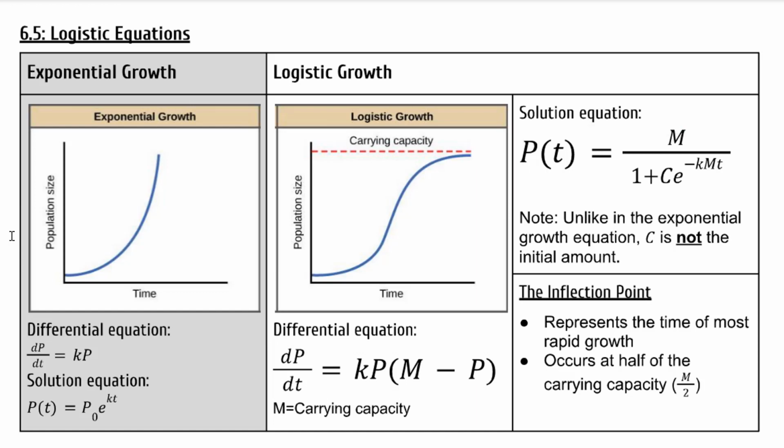Unlike in the exponential growth equation, c is not the initial amount. The inflection point for logistic growth occurs at half of the carrying capacity, when y is m over 2. It also represents the time of most rapid growth, where the slope is steepest.